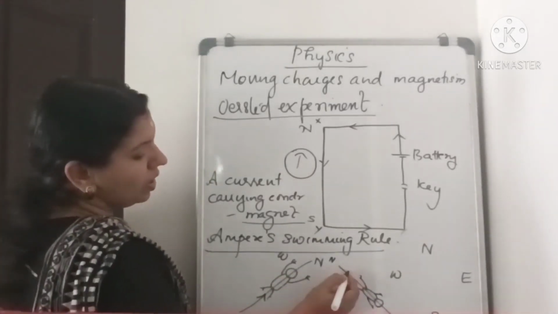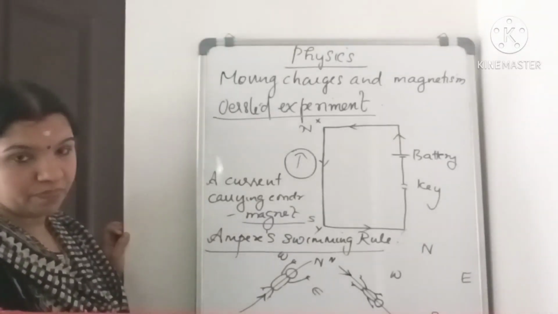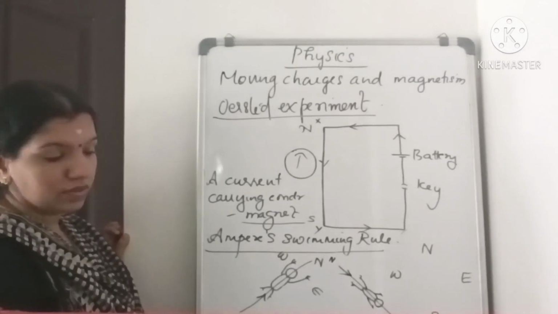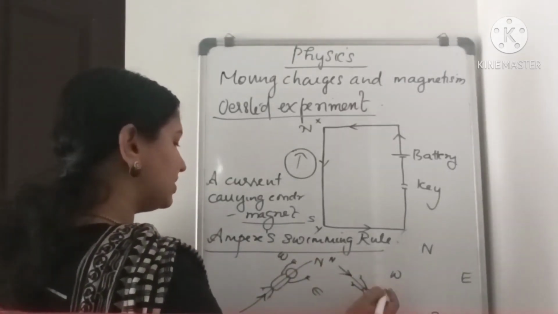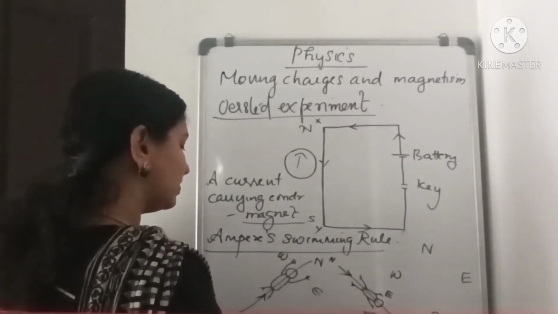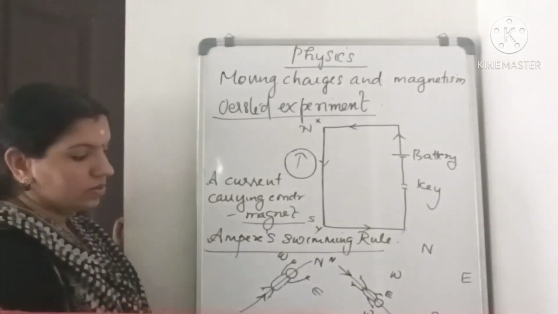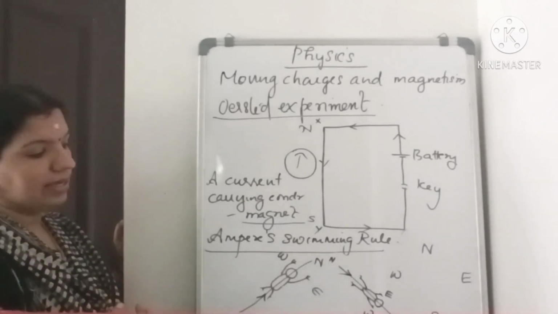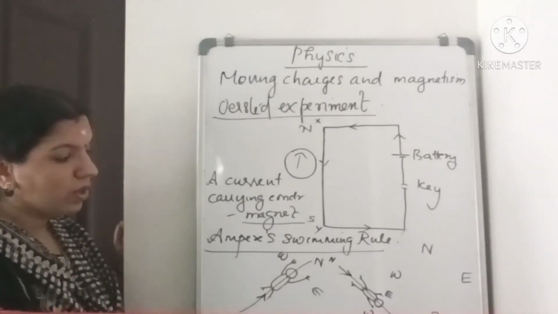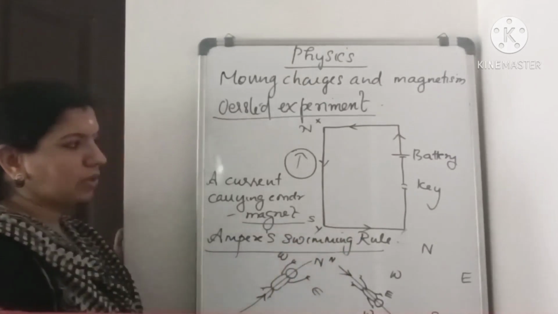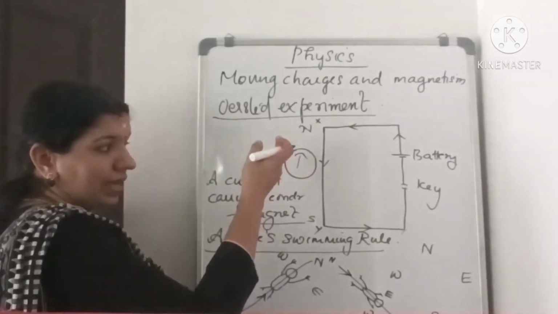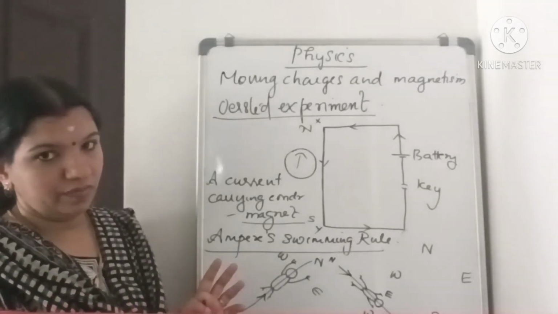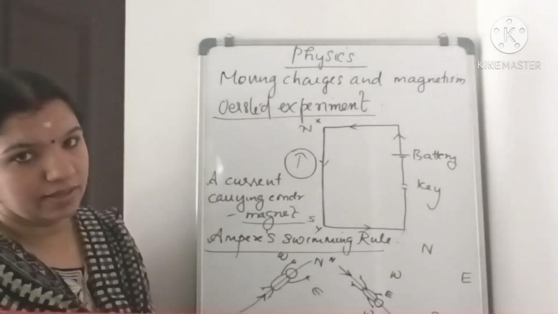Okay, from north to south the person is swimming. Now look at his left side. What is the direction? If it is north, south, this will be east and this is west. Understood? So here the deflection of the compass needle is towards east. Clear for you? So with the help of Ampere's swimming rule, we can note the deflection of the compass needle, in which direction it goes when placed near a current carrying conductor.